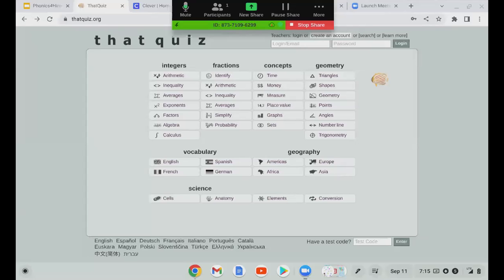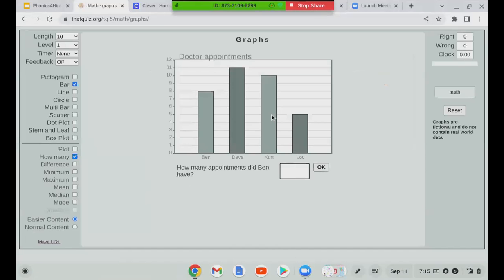Hello, parents. I wanted to introduce you to ThatQuiz.org. Here is the web address up here, and I'm going to show you how you can get into what we're doing this week, which is going back over graphs, interpreting and analyzing graphs.